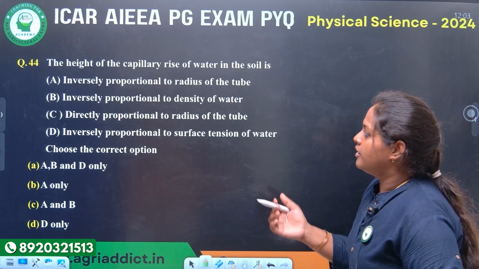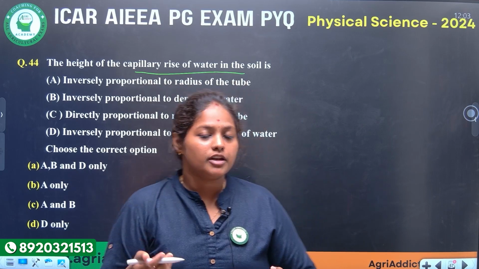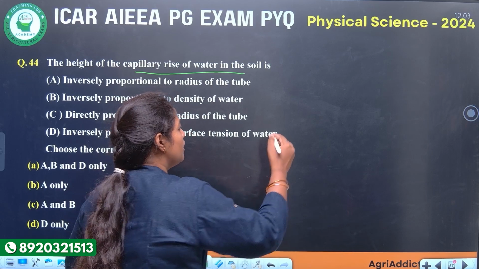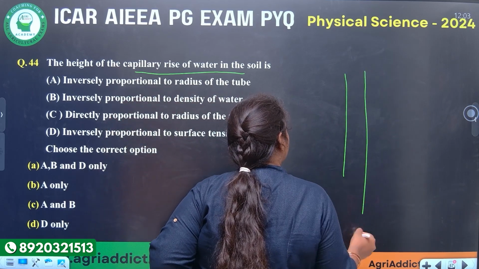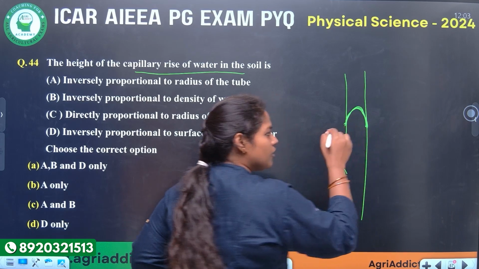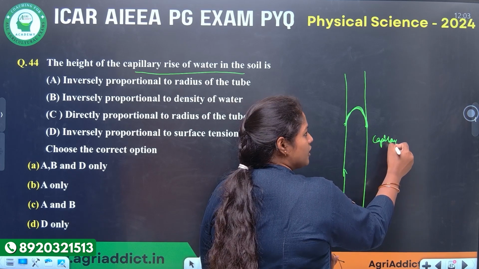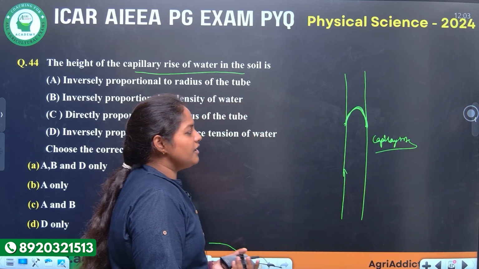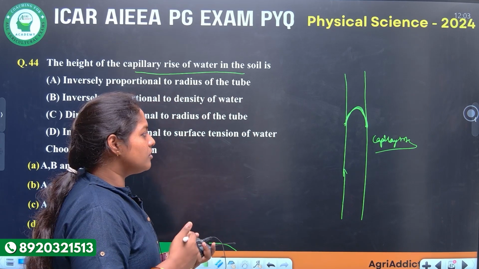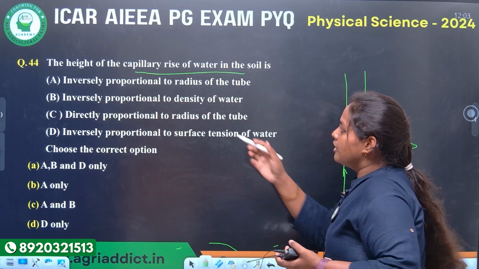Question number 44. The height of capillary rise of water in the soil is, what is this capillary rise? Whenever the water enters into soil, the soil columns will hold the water in a capillary tubes kind of arrangement. The water will rise in this way in the soil columns. This is called capillary rise of water. And this capillary rise will vary depending on the texture of the soil and also water flow into the soil. Many factors are controlling capillary rise. Here they are asking height of rise.